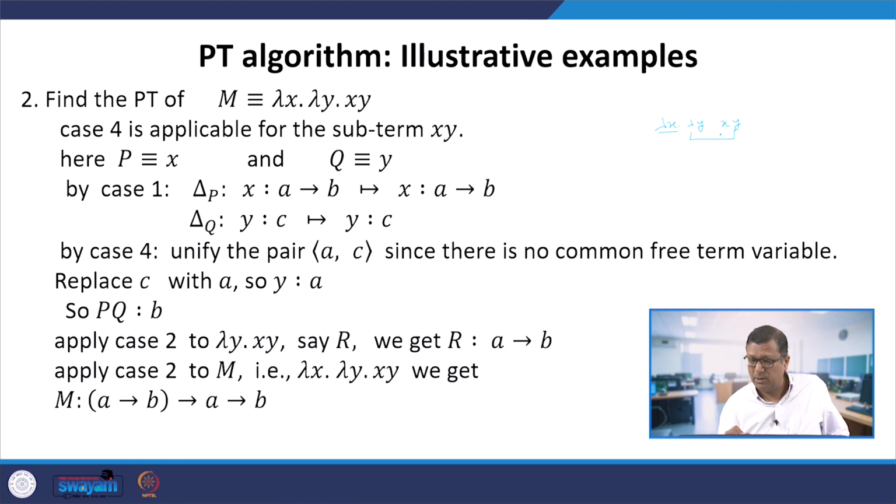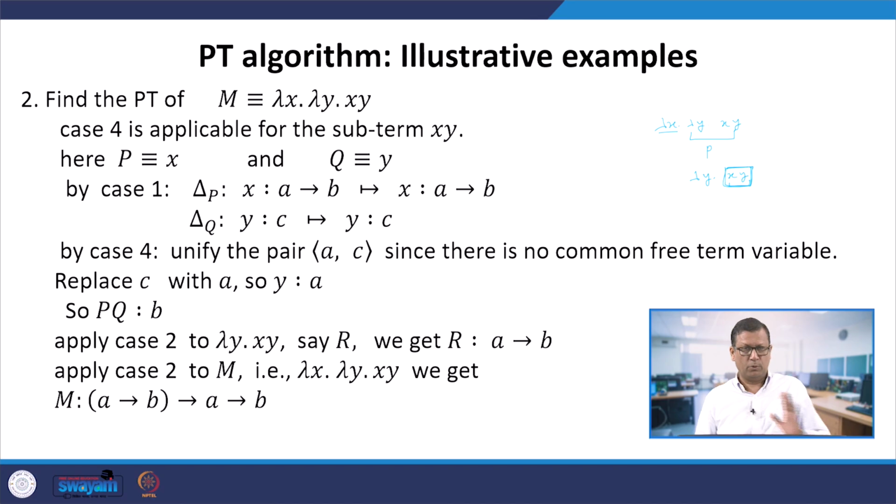This is a subterm of this. This is our p. Now p is lambda y dot xy. That means p's subterm is this. We cannot go any further. So this is the point where we have to stop. That means xy is now an application.